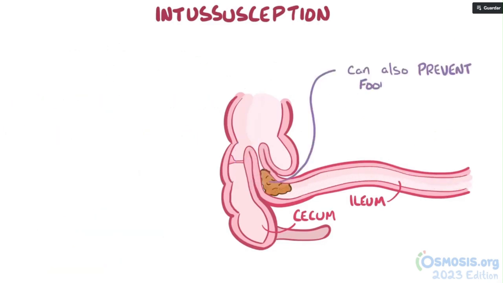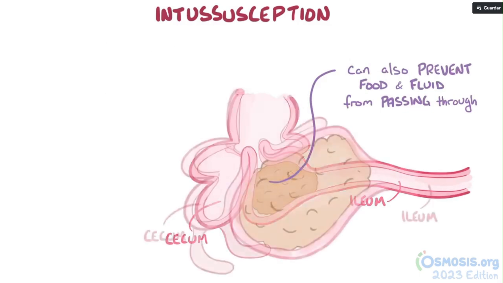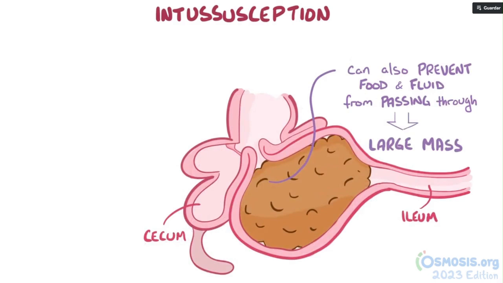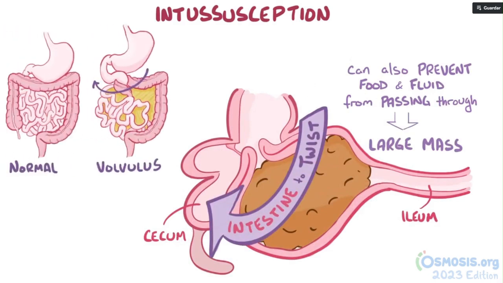Intussusception can also prevent food or fluid from passing through the intestines, causing an obstruction. This can lead to a large mass in the intestines, which can potentially cause the intestine to become twisted, a condition called volvulus.